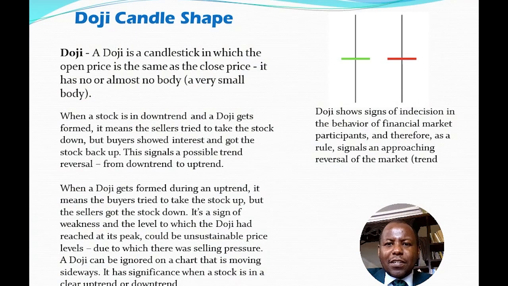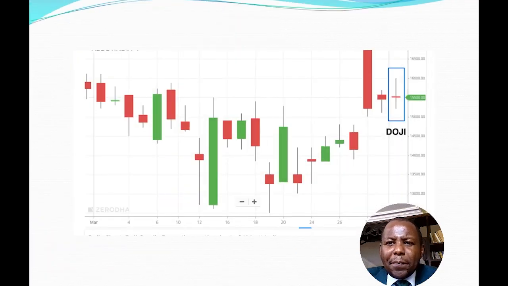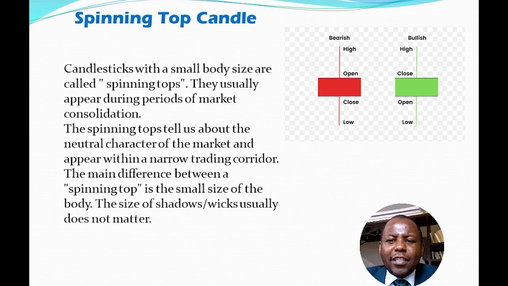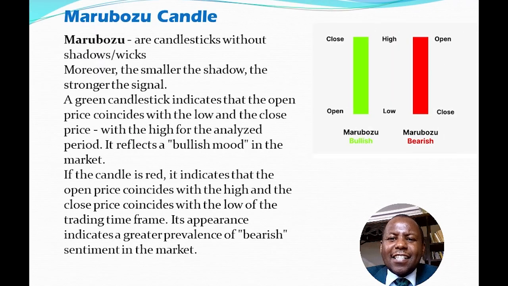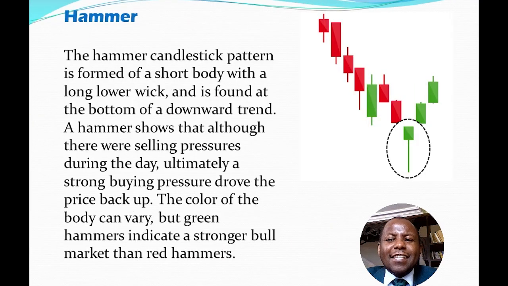So we've handled a few. There's the doji, we've handled the spinning top candle and what it means. There are others. There's the marubozu candle, that is a solid candle. There's a hammer. The hammer candlestick pattern is formed of a short body with a long lower wick. You can see the one I've circled here. That's a hammer. That's how it looks. Looks like a hammer actually, with a handle. The wick is like the handle.